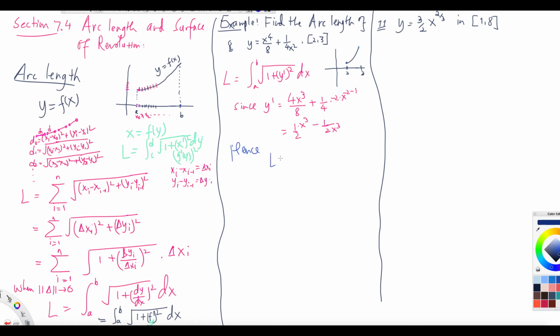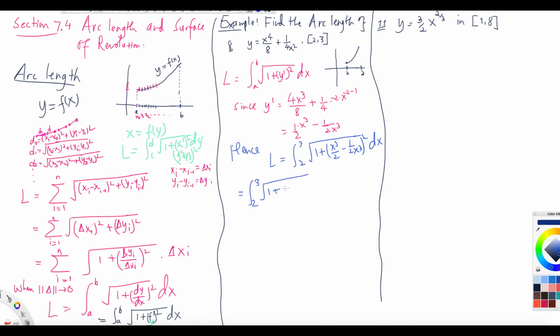Therefore L is equal to the integral from 2 to 3 of the square root of 1 plus x cubed over 2 minus 1 over 2 x cubed, squared, dx. Okay, so how do I do that? Now you need to simplify that. 1 plus, this is a square, so you need to FOIL that, this times that same factor. This is what you get if you FOIL it.